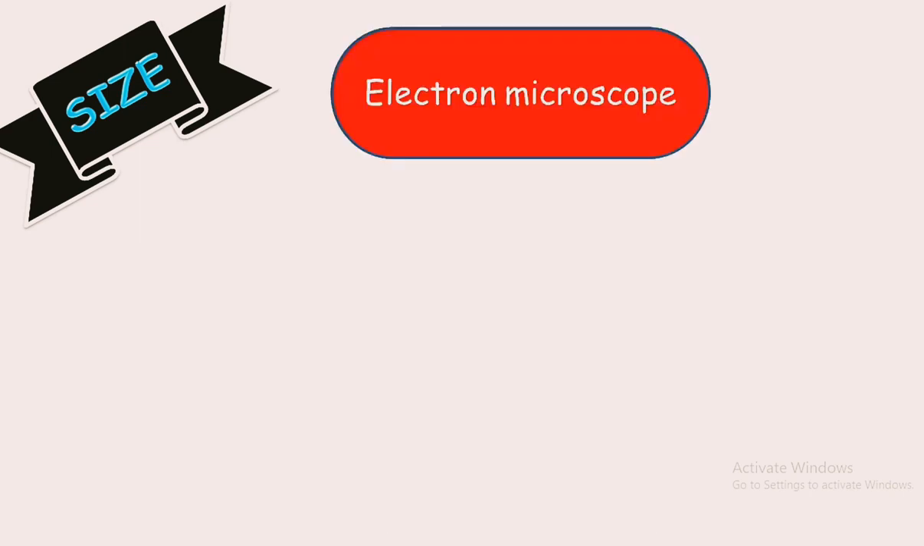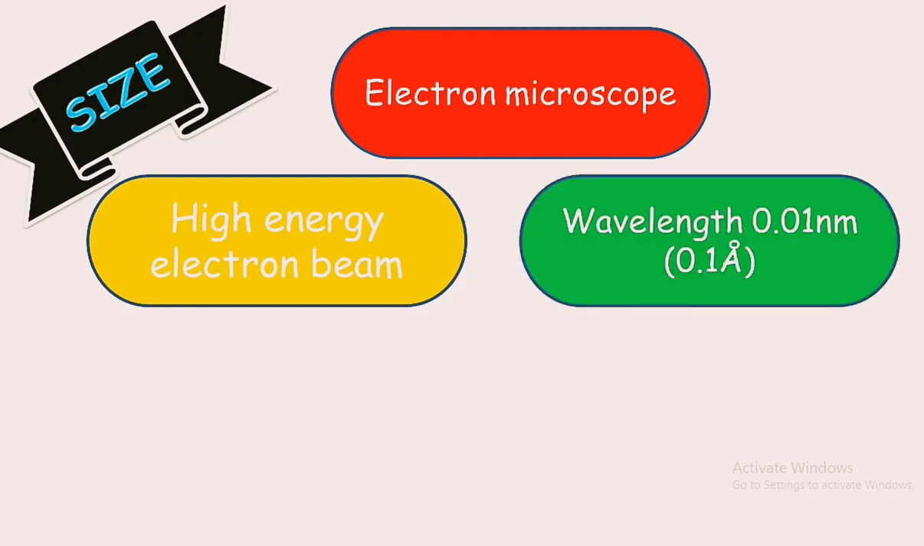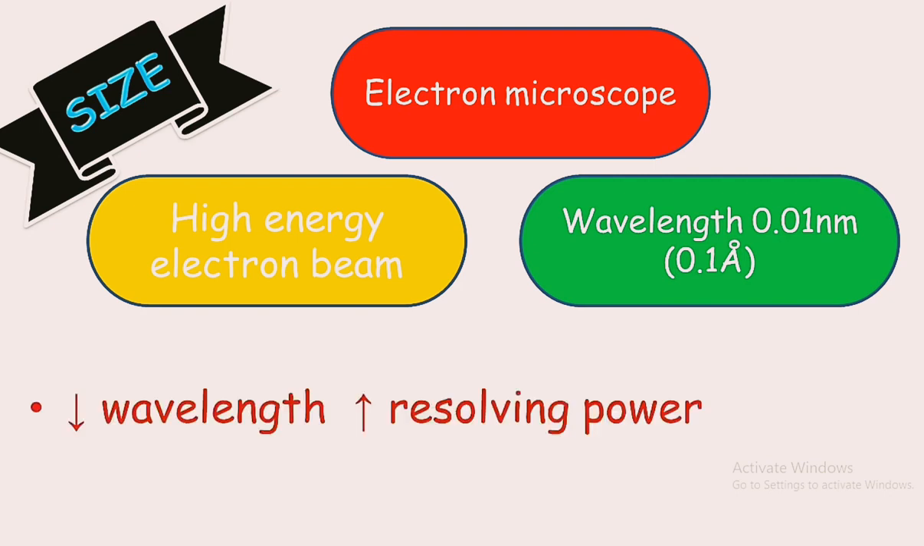Size is determined by using an electron microscope. It uses a beam of high energy electrons as a radiation source, which have a wavelength in the region of 0.01 nanometer, that is 0.1 angstrom. The smaller the wavelength of radiation used, the more will be the resolving power of the electron microscope.